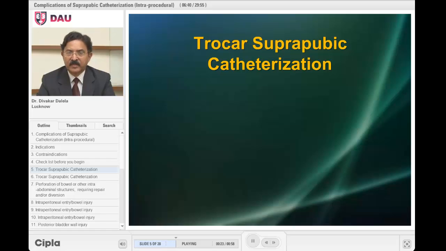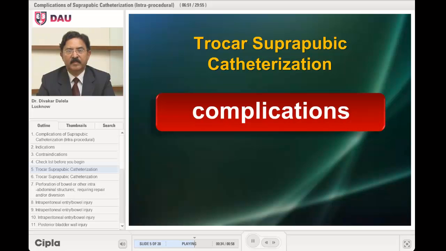So I request that if you are one of them who is willing to do this operation, you should never underestimate this procedure, because this has complications and these complications can sometimes be fatal. Let us see what are these complications.